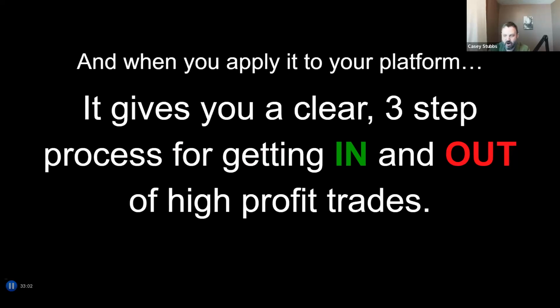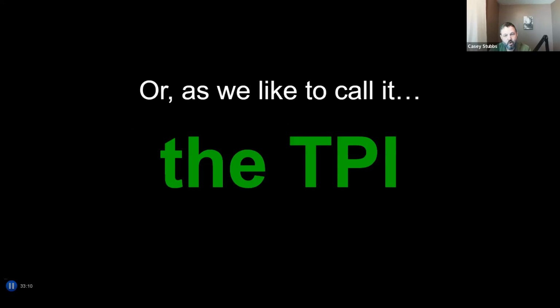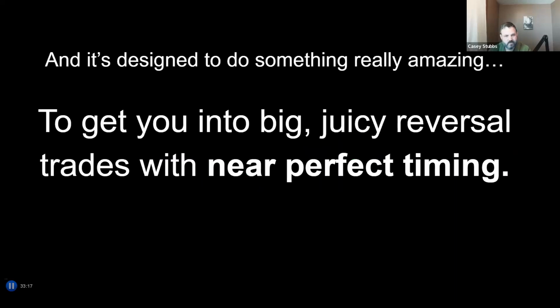And when you apply it to your platform, it gives you a clear 3-step process for getting in and out of high profit trades. It's called the tipping point indicator, or as we like to call it, the TPI. It's designed to do something amazing, to get you into big, juicy reversal trades with near perfect timing. Let me show you what I mean.